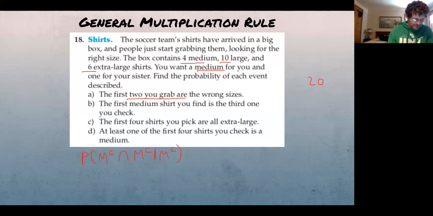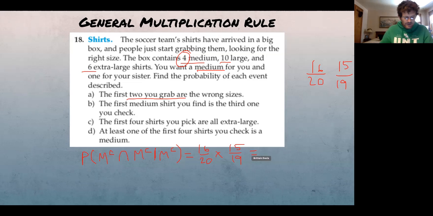So now I can figure this out. The probability of not getting a medium: if there are 4 medium, that means there are 16 not. So 16 out of 20. Now the next time around, I also didn't get a medium, but I've already taken out another shirt. Maybe it's large or extra large. So there are only 15 non-mediums at this point, and only 19 shirts. So it's going to be times 15 out of 19. And there's our probability. We can multiply that together.